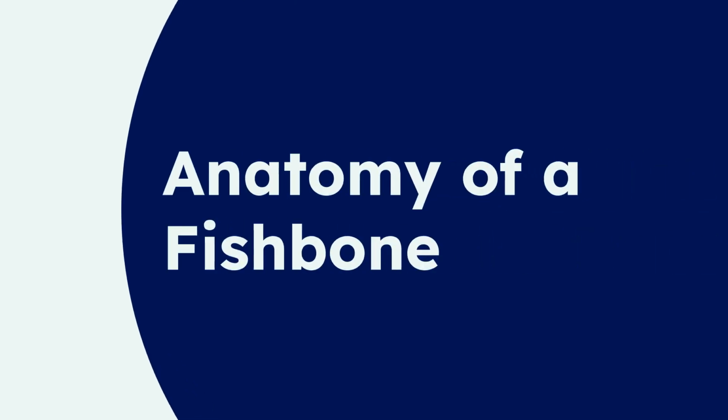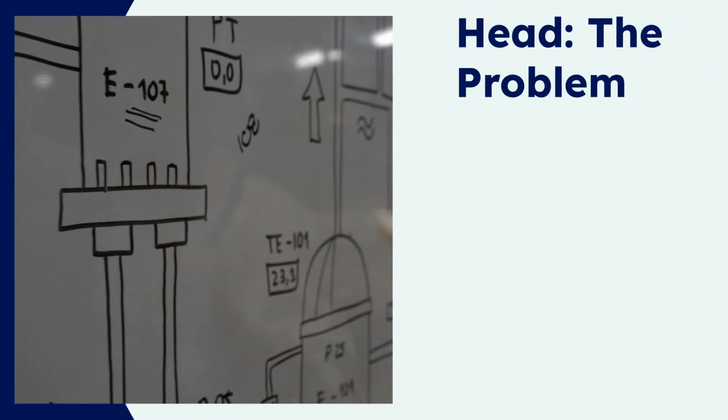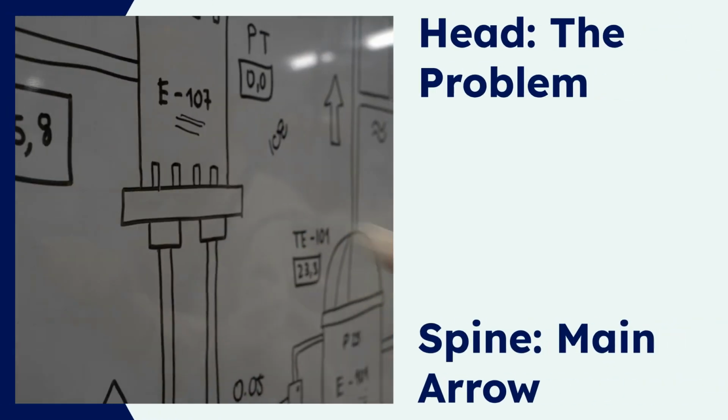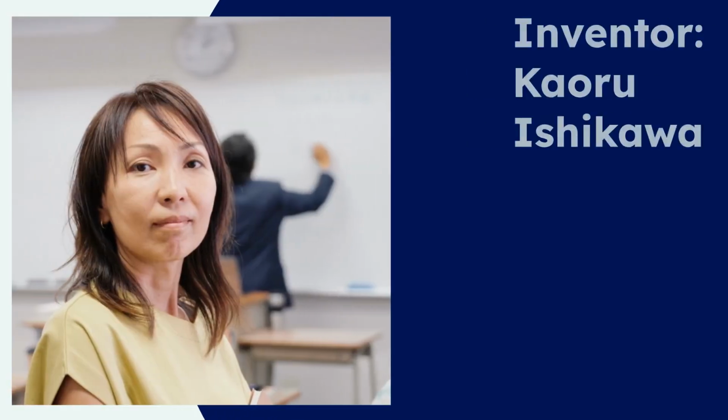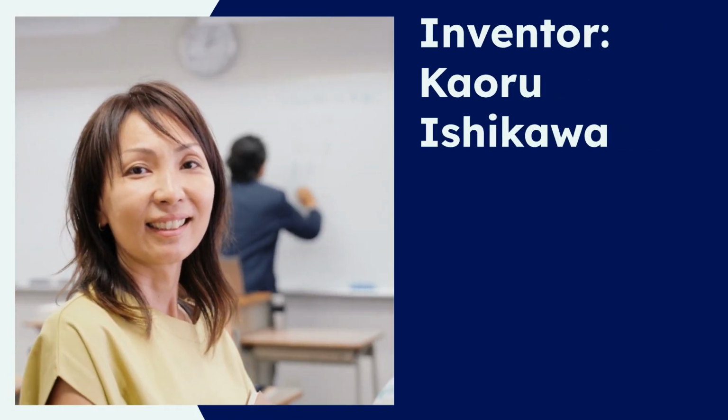Let's look at the anatomy of an Ishikawa, or fishbone, diagram. It has a head representing the problem, a spine, and bones representing categories and causes. It was invented by Kaoru Ishikawa and is used to visualize all possible causes of a problem.